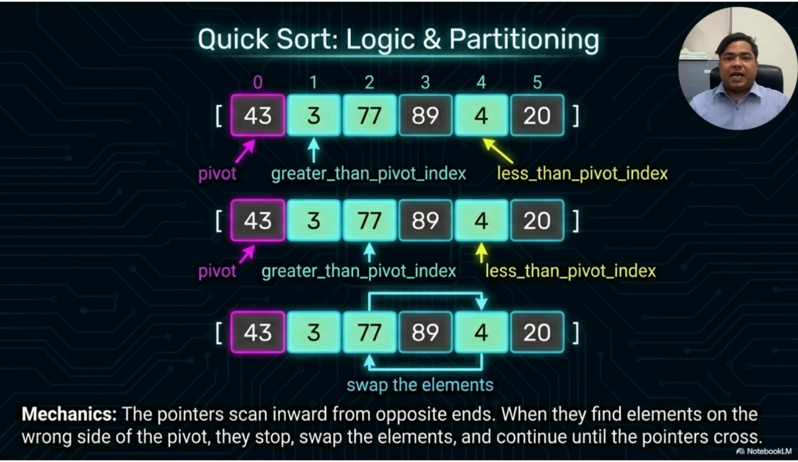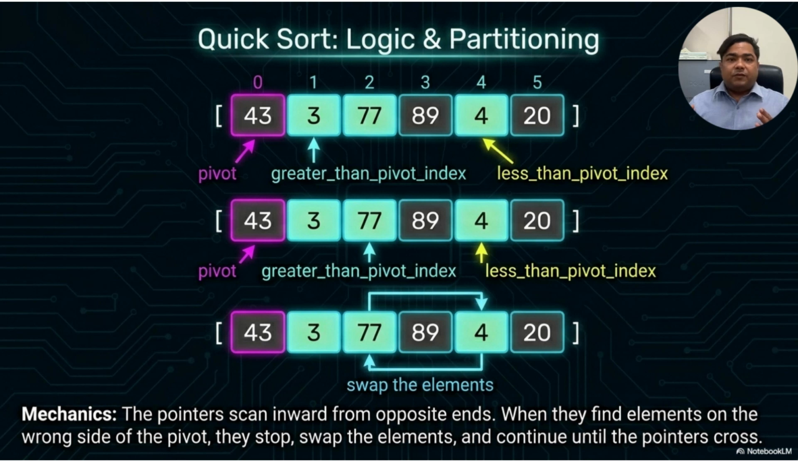For example, if a large value is found on the left side but it should be on the right, and a small value is found on the right side but it should be on the left, then the algorithm exchanges them. This process continues until the two pointers cross each other. After the partitioning process, the pivot is placed in its correct position. At this stage, the full array may not be completely sorted, but the pivot is in the correct place. All smaller elements are on one side and all larger elements are on the other side.